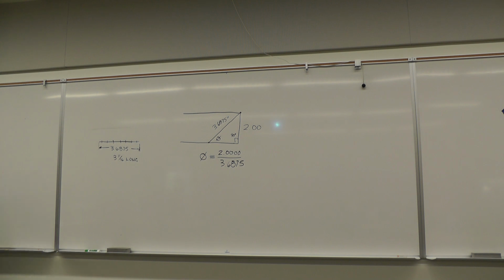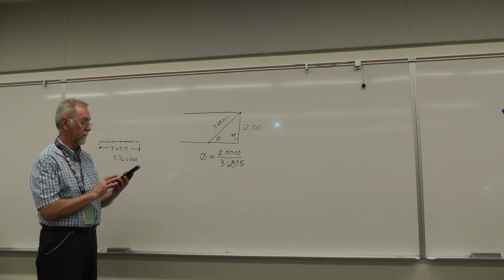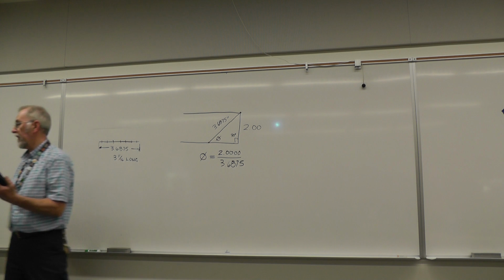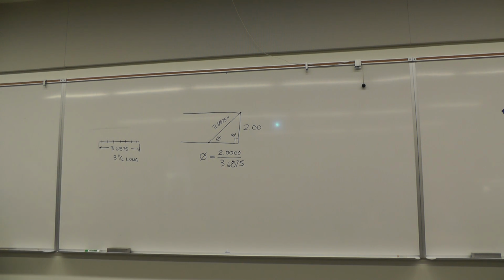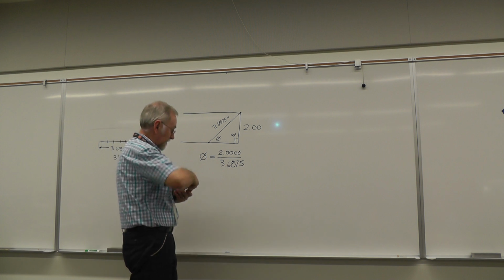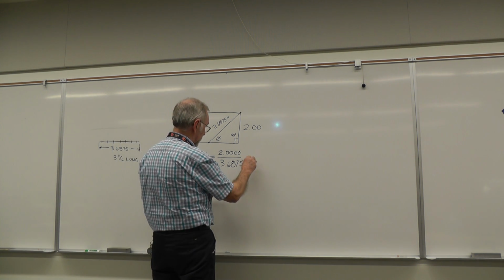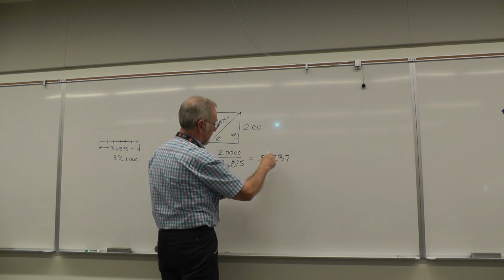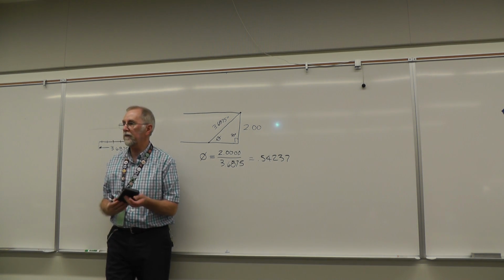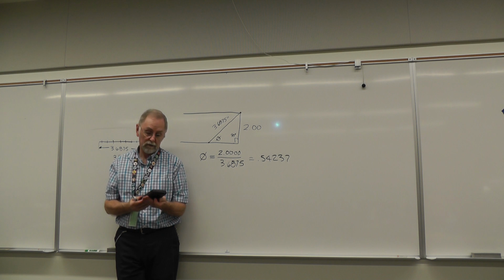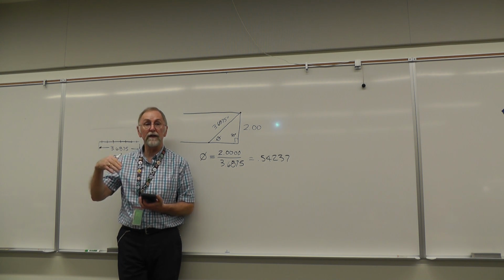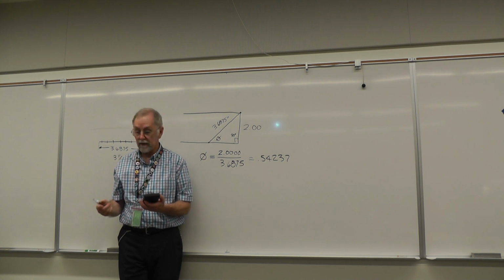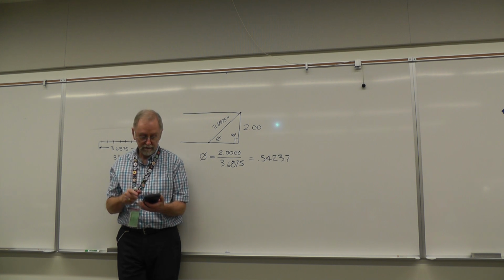So if I just divide 2.0000 by 3.6875, I get 0.54237. Mathematically speaking, this is not in degrees though. So I have a scientific function called arc sine or arc cosine, which will, with my calculator, turn that from a decimal number into degrees. So I have to do the function first in my calculator.